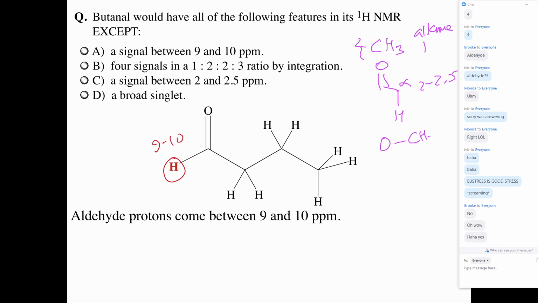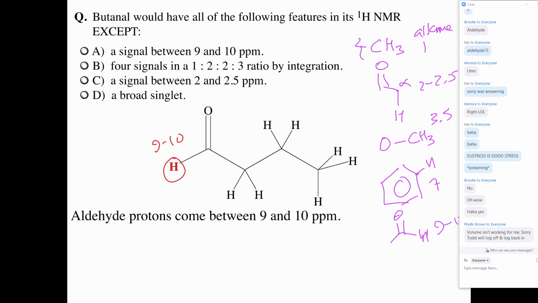Alkoxy are around 3.5-ish. Benzene, around 7. Aldehydes, around 9 to 10. Carboxylic acids, around 10 to 12. If you memorize this whole thing, you will never need it in your life.